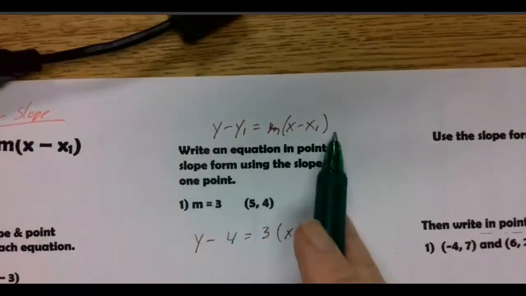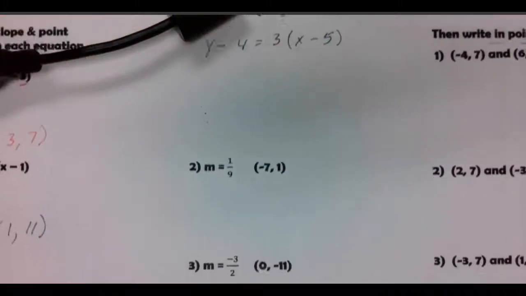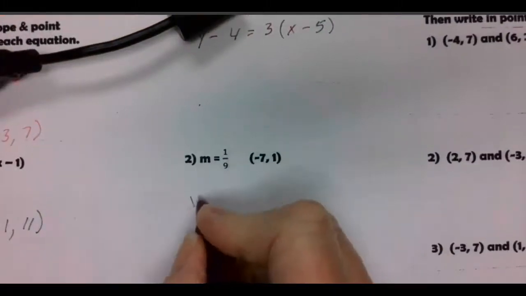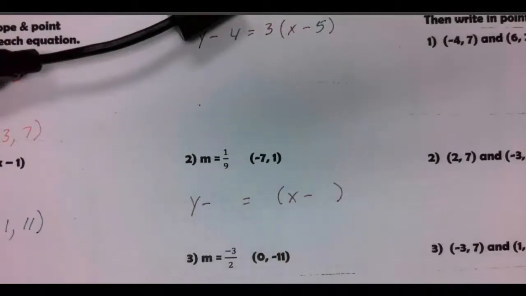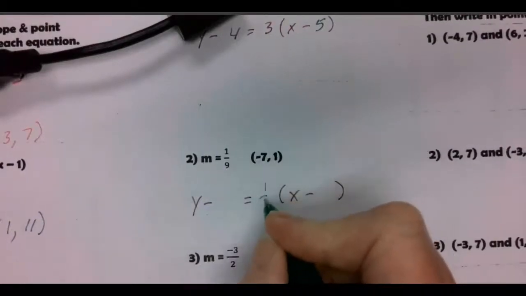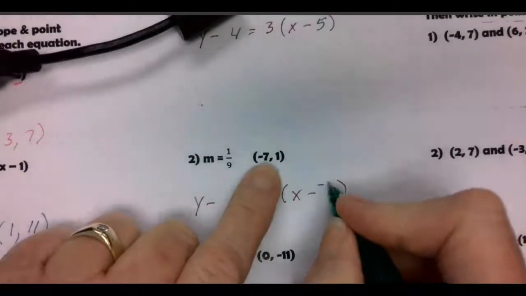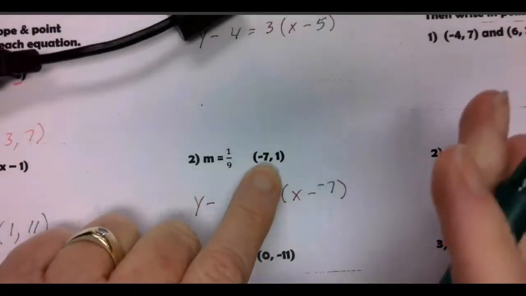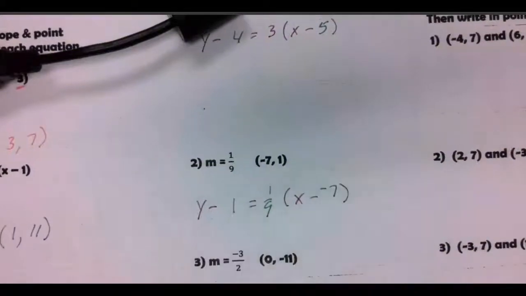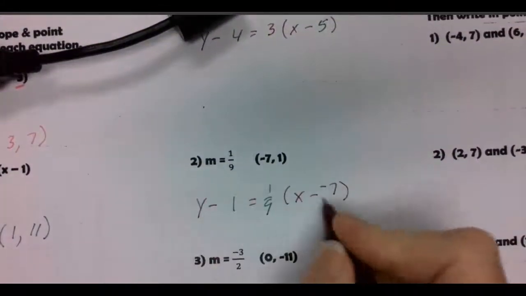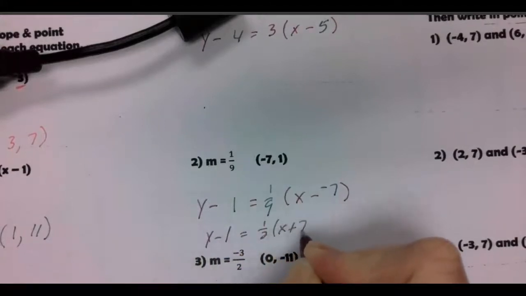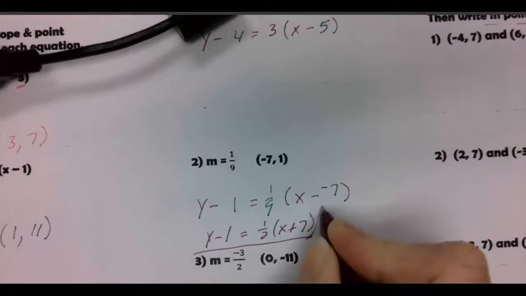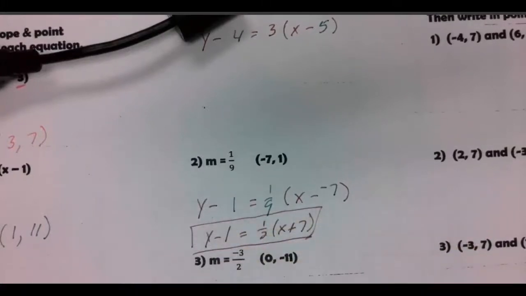Just plug it in. So see how it's easiest if I write the form first and plug everything in. So let's write that form again. Y minus is equal to parentheses x minus. Let's plug our information in. Our slope is 1/2. Our x value is -7. We're going to clean that up in just a second. Don't worry about it. Our y value is 1. So we're going to clean this up. So y minus 1 is equal to 1/2 times x plus 7. That's my final answer.